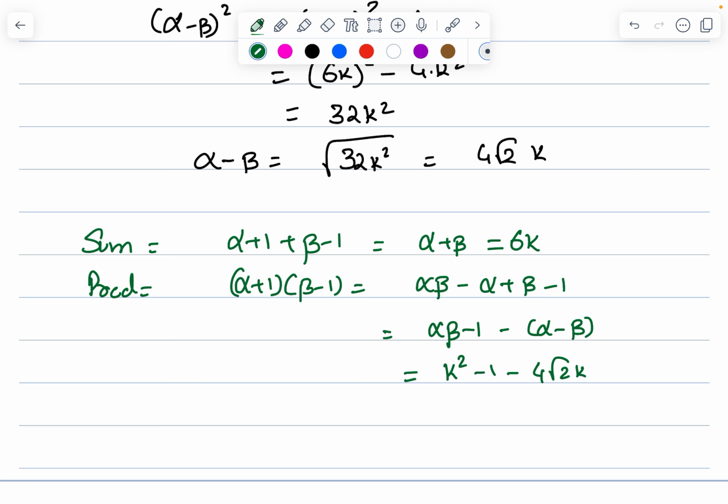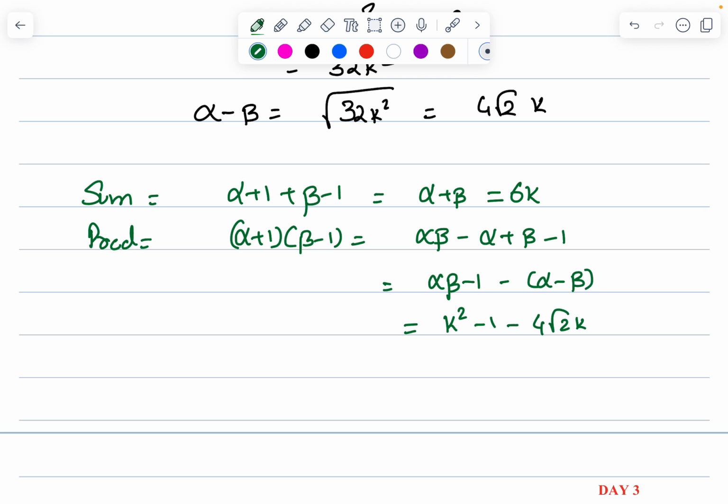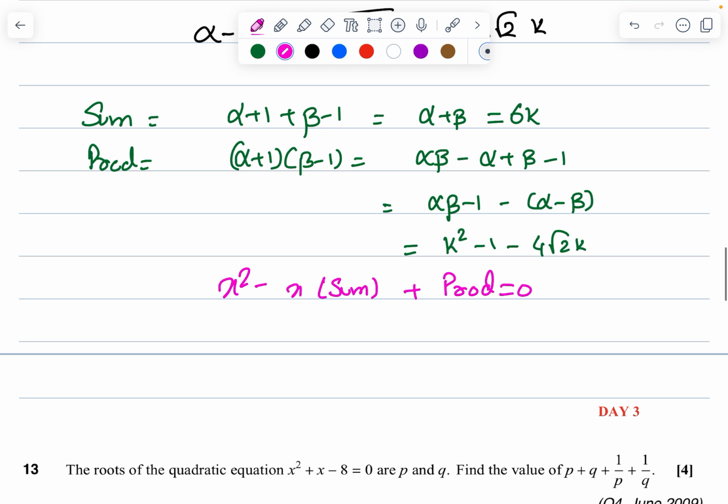So once I know the sum of the roots and the product of the roots, x square minus x times sum of the roots plus product of the roots is going to be 0. So x square minus x times 6k plus k square minus 4 square root 2k minus 1 equals 0.